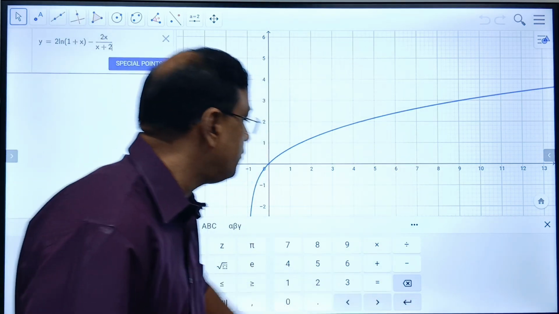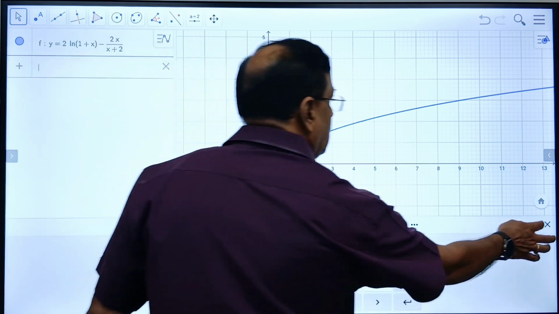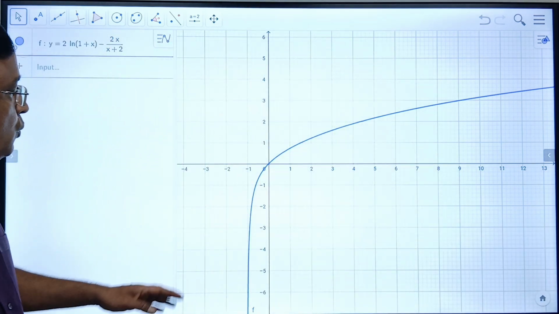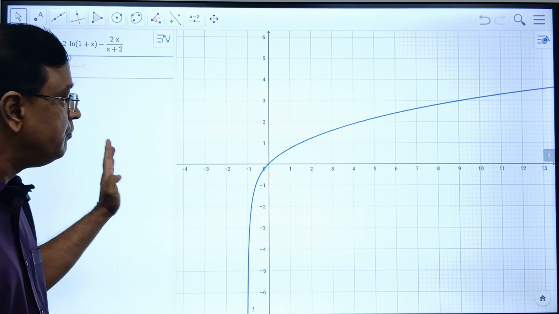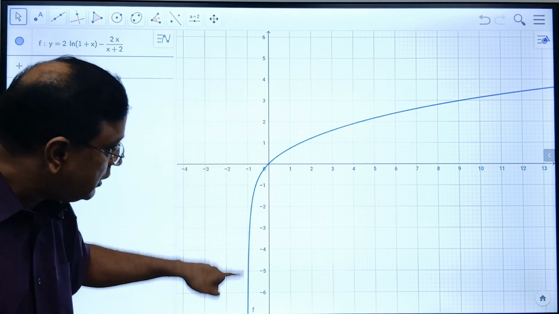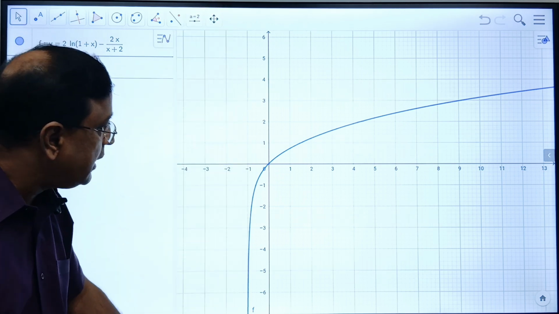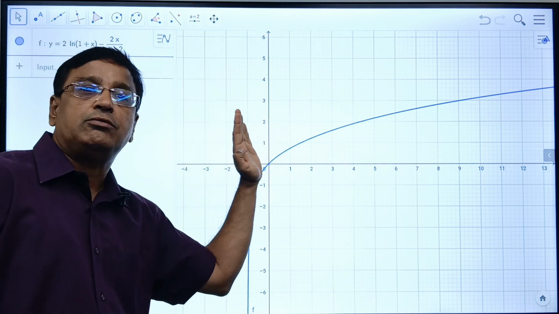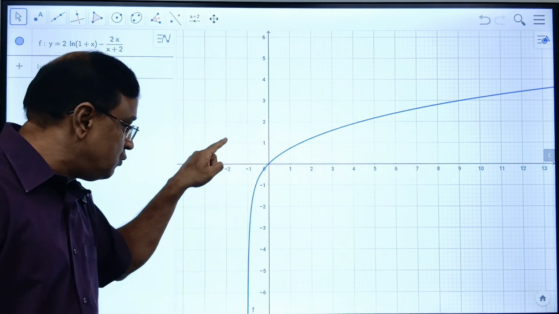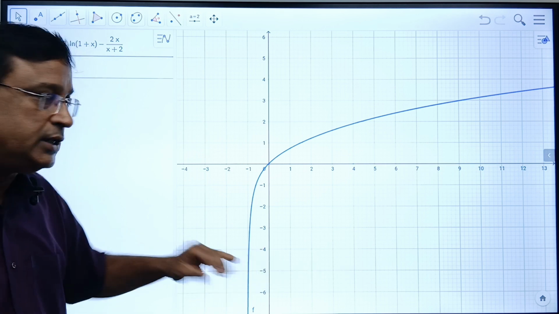Then this is the graph. You can just have a look at the graph. What a lovely graph. The graph will not go beyond -1. In fact, it will not intersect the line. This graph will never touch the line x is equal to -1. It is only asymptotic. If you can zoom in and see.